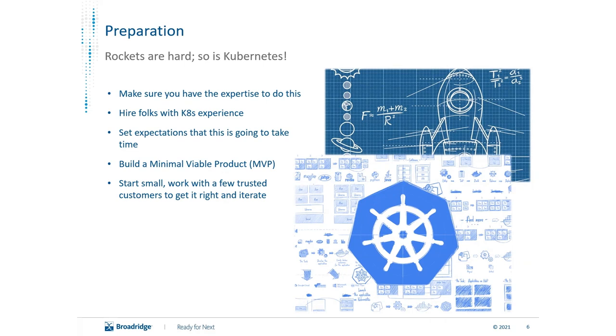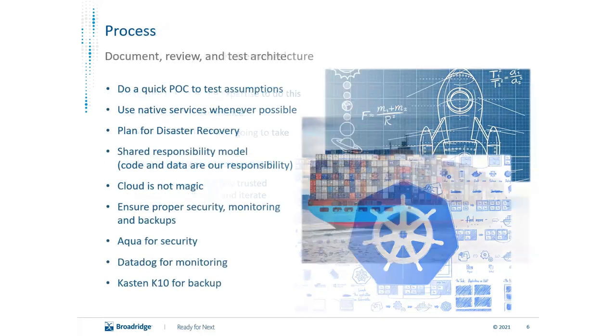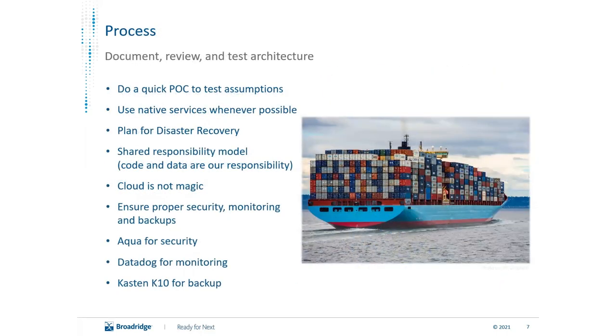The best way to go about it, in my opinion, is build a minimal viable product and test out some of your ideas. And then start small with that, work with a few trusted customers, whether they're internal or external, and then start iterating based on that work. This way you'll get it right. And as part of the process, you want to document what you're doing, you want to review it, and then you want to test it.